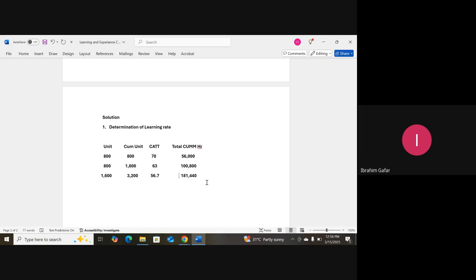Total time for the first batch of 800 units, we use 56,000 hours. Total time for the next 800 units, we use 44,800 hours. Total time for the next 1,600 units, we use 80,640 hours. Can we continue?